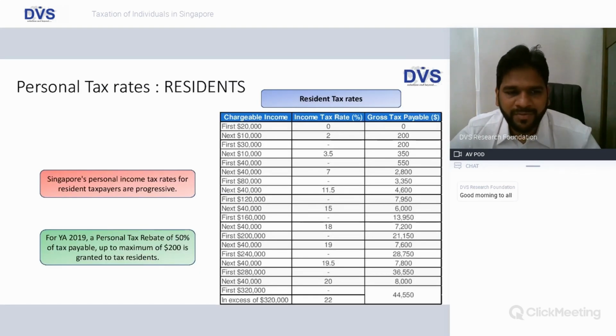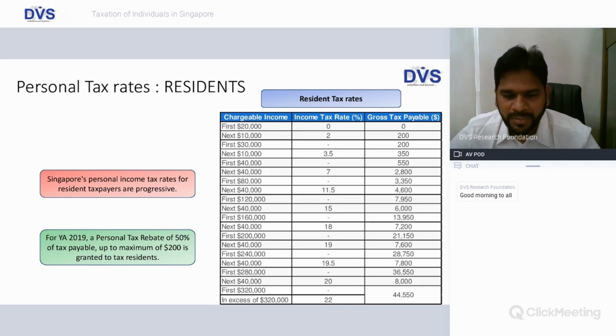Now, first, let's look at the tax rates if you're a resident in Singapore. Singapore's personal income tax rates for resident taxpayers are progressive in nature. So it starts from 0% for the first $20,000. For the next $10,000, which is the first $30,000, you'll be charged at 2% for the $10,000 over and above $20,000, and your tax payable will be $200.